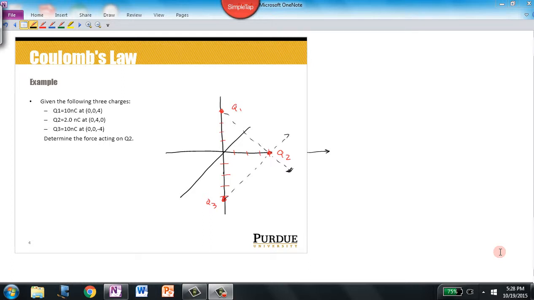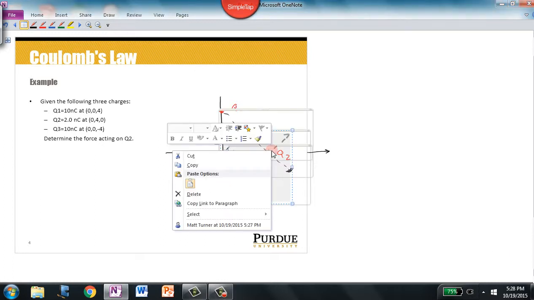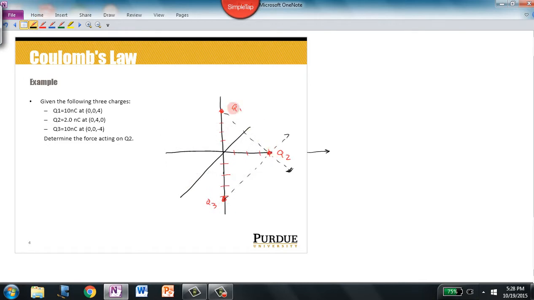So now let's get down into the details. What we need to do is apply Coulomb's law to determine the force acting on Q2 by Q1. We'll then repeat the application of Coulomb's law to determine the force acting on Q2 by Q3, and then we'll use the law of superposition to determine the total force acting on Q2.